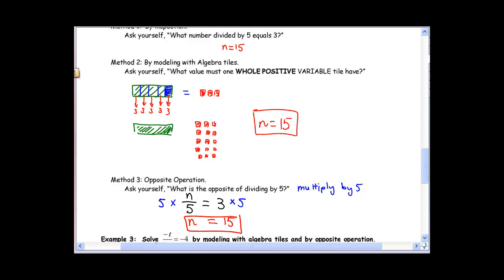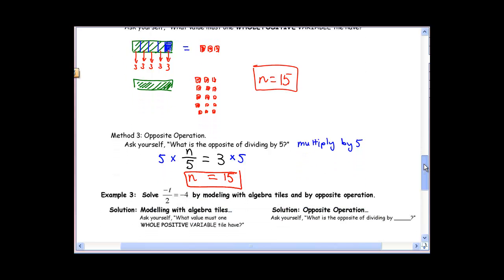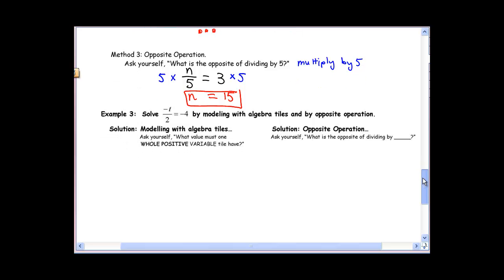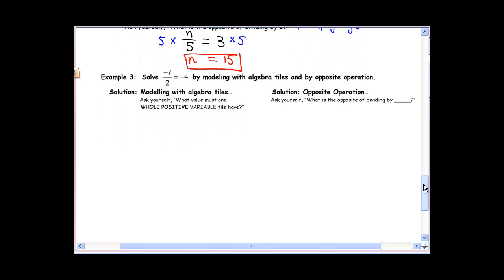All right. One last example, and then you should be set to work on some questions. So here's example 3. Solve negative t over 2 equals negative 4. Once again, I'm going to ask you to do it not just one way, but in this case 2. We'll model with algebra tiles, and then we'll do opposite operation.